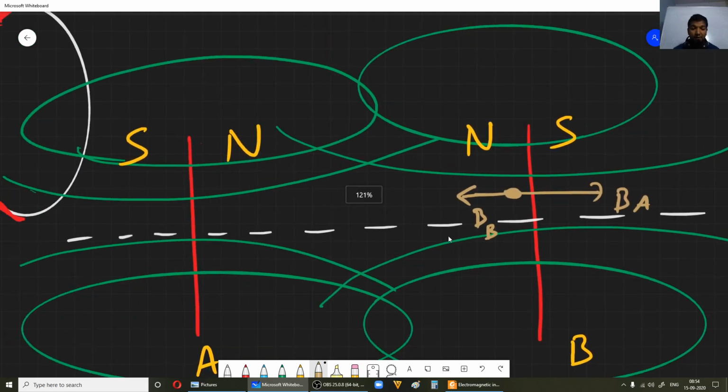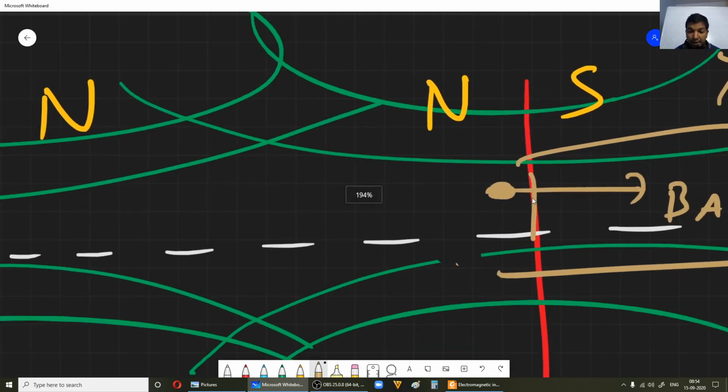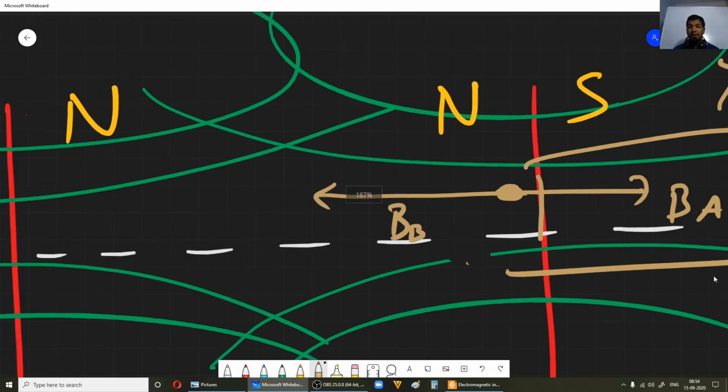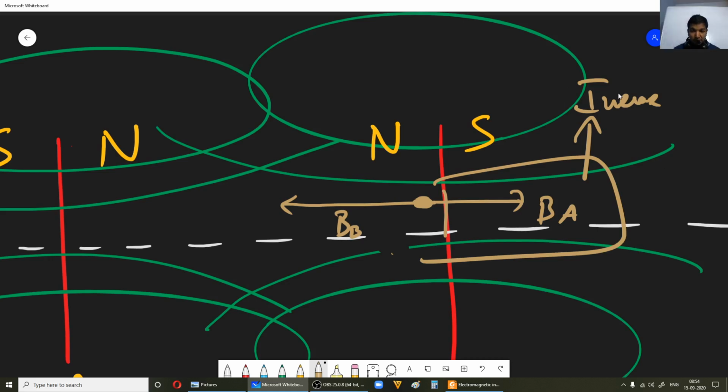Now when you bring these two coils closer, obviously this B sub A will increase, isn't it? It will actually increase, correct? So what happened to the net magnetic field here? Since this point is closer to coil B, B sub B will be more in magnitude, is it not? So once you bring coil A and B closer and closer, you can see that the magnetic field due to the current flowing in coil A will increase.